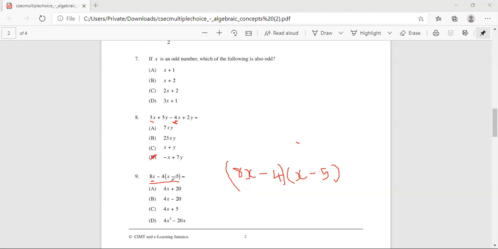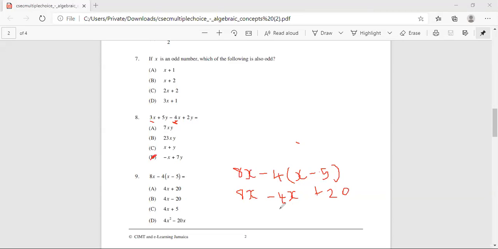What is affecting this bracket is the number right in front of it. And that number is what? -4. Good. Excellent. So all we got to do to remove the bracket is multiply -4 throughout it. So -4 times x will give me -4x, right? And -4 times -5 is what? Positive 20.